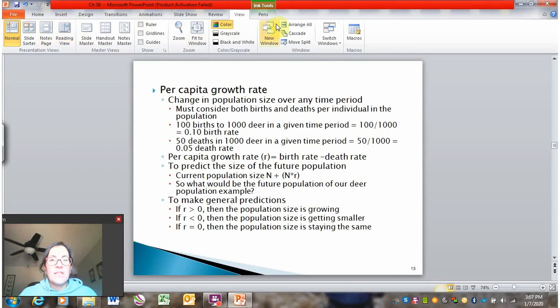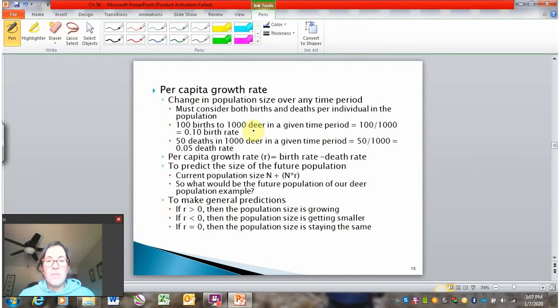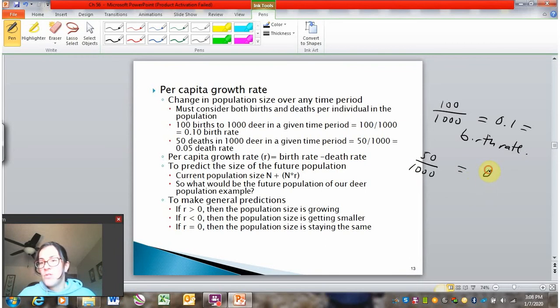And so let's look at this example. This is imagining a deer population in a certain time period where we saw 100 births over that time period. And so for that population, we would say that there was 100 births out of 1,000 deer. So that's 100 divided by 1,000. And that gives you a value of 0.1. And that would be equal to the birth rate. In that same time period, in that same population, there were 50 deaths out of 1,000 deer. And so that's equal to 0.05, and that would be the death rate.